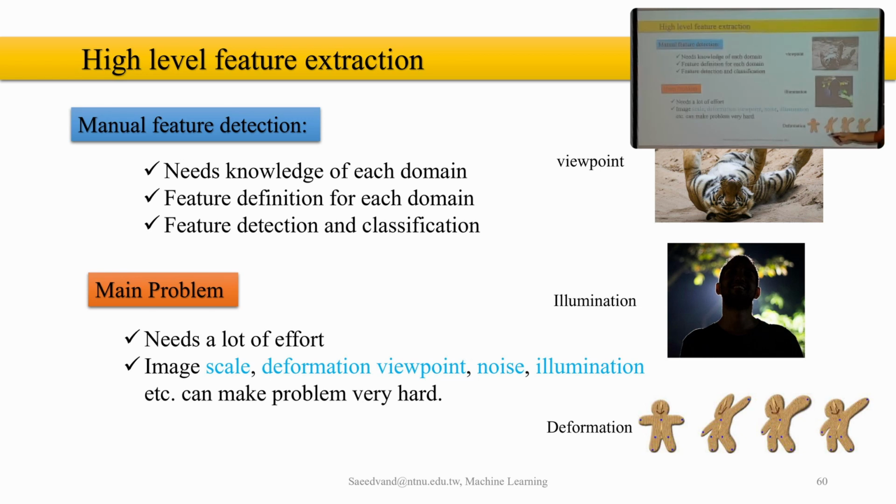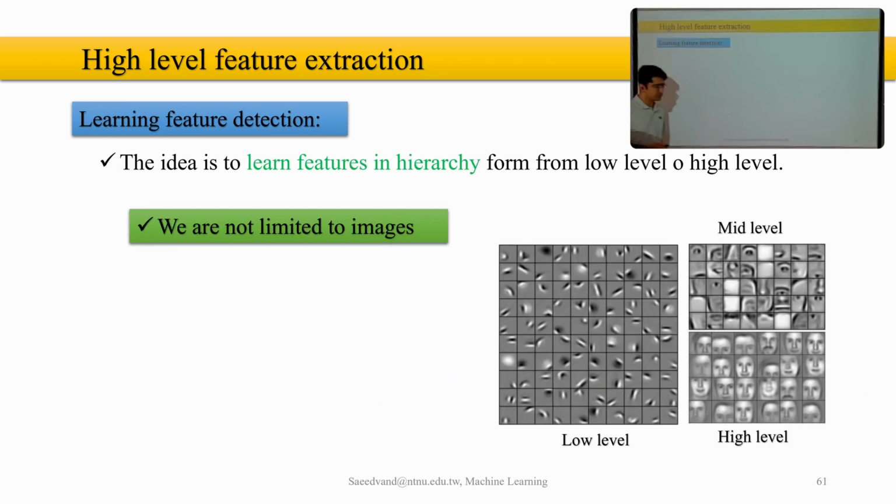Deformation. You see that it's deformed, like the arm is bigger than the head over there. You say, okay, there is something wrong, this is the head, like this, but then this guy has 2 heads now over there. So these are the problems if you want to write manual code to detect features from an image. Instead, what we can do is use high-level feature extraction.